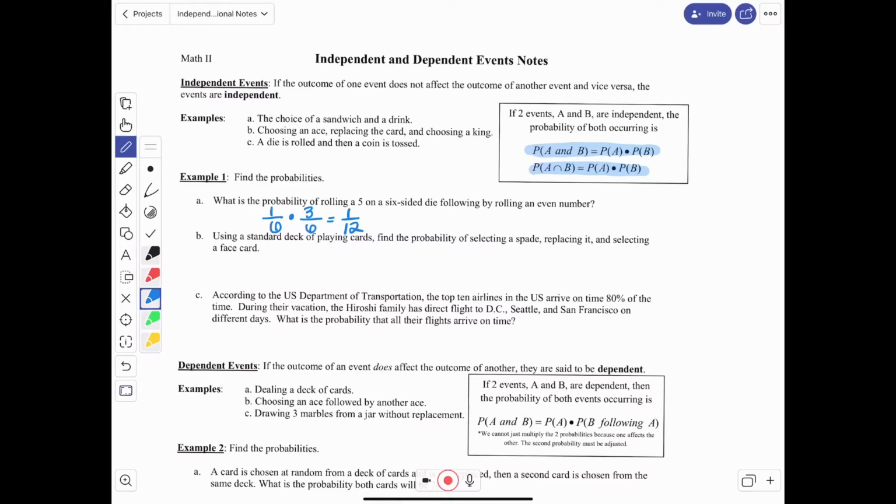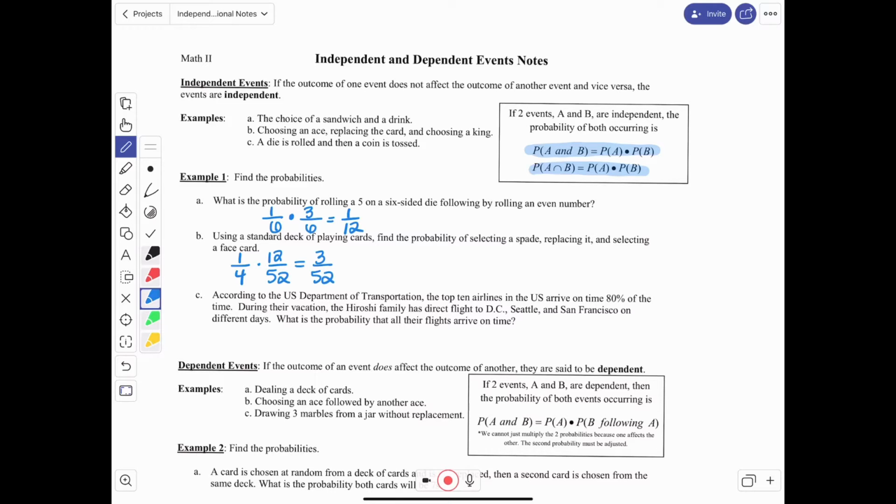All right, using a standard deck of playing cards, so you can refer back to your previous notes if you don't know what a standard deck of playing cards consists of. Find the probability of selecting a spade, replacing it, and selecting a face card. So a spade is just a fourth of the deck because you have 4 suits. So that's going to be 1/4. And a face card. So face cards would be jacks, queens, and kings. So that's going to be 12 out of 52. So once again, you just multiply those, reduce your fraction. You'll get 3 out of 52 for your answer.